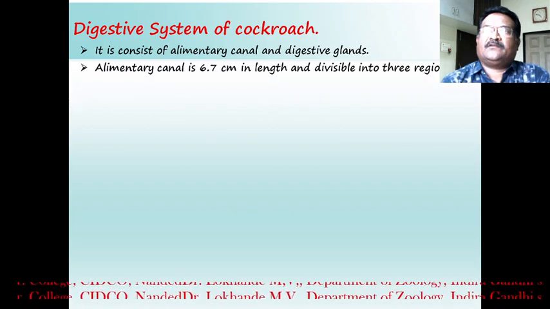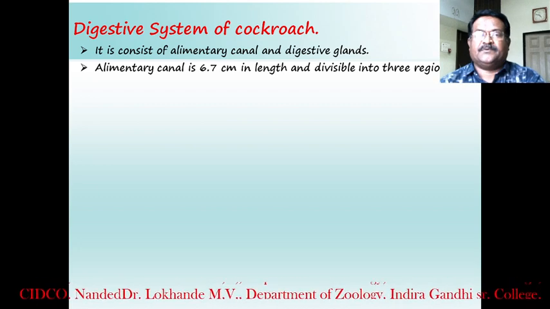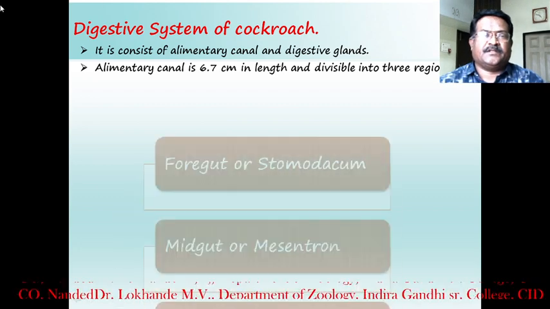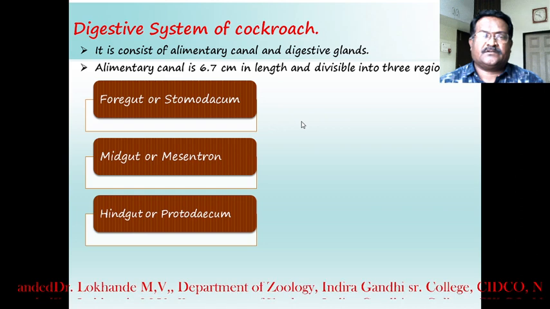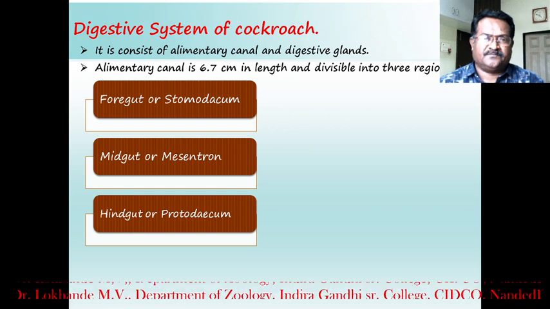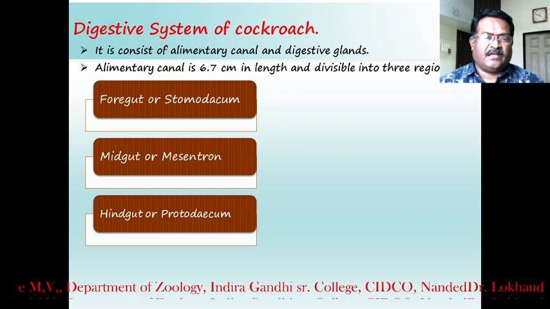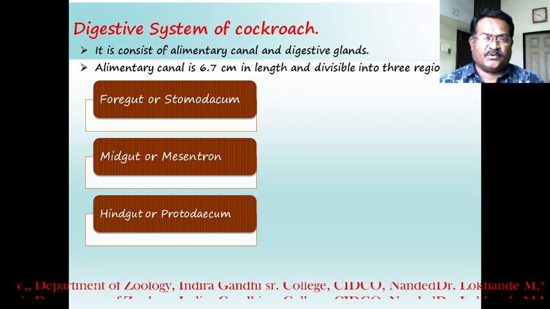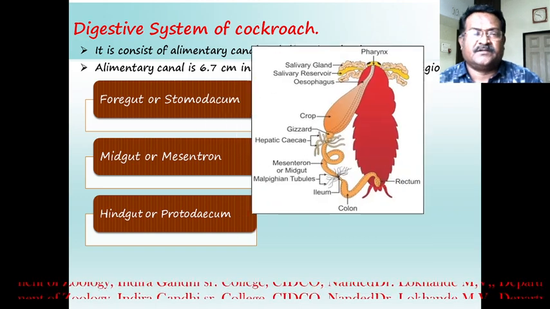Now the alimentary canal is about 6 to 7 centimeter in length and it is divisible into three regions, that is the foregut, or stomodaeum; midgut, called the mesenteron; and hindgut, called the proctodaeum. So these are the three parts of the cockroach.